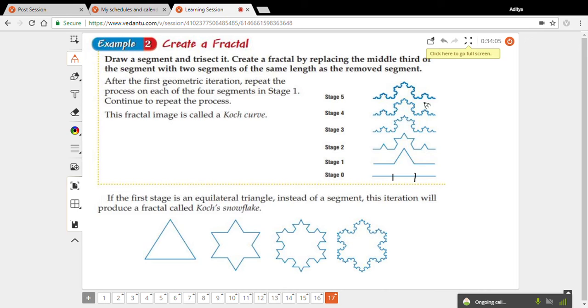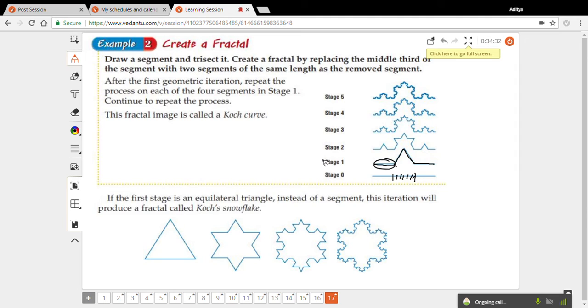Create a fractal by replacing the middle third. So the middle portion we have, just leave it, and then replace the segment with two segments of the same length as the removed segment. Whatever segment we removed at that place, we attach two segments. Now we repeat the same process. Now we have got a total of four lines, right? We repeat this process for those four lines.